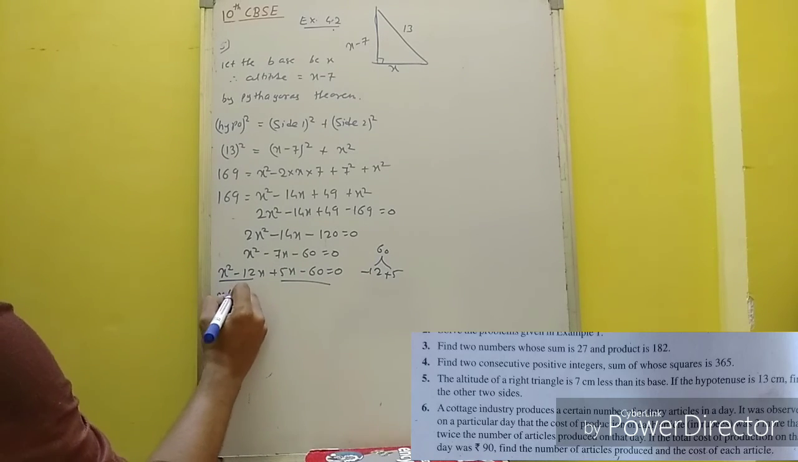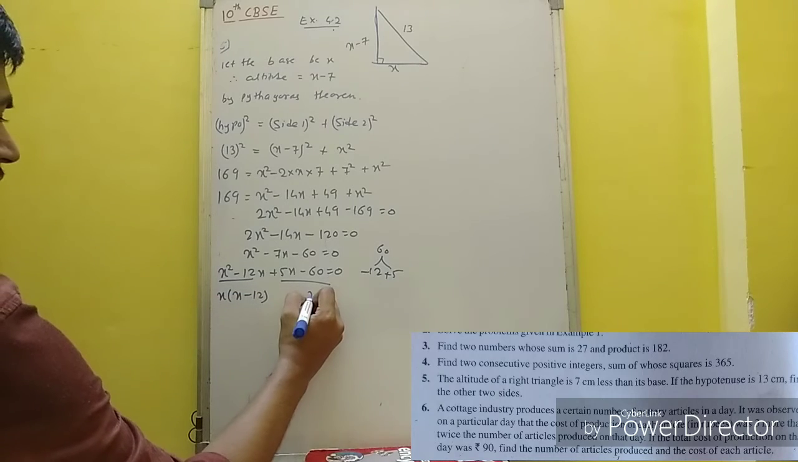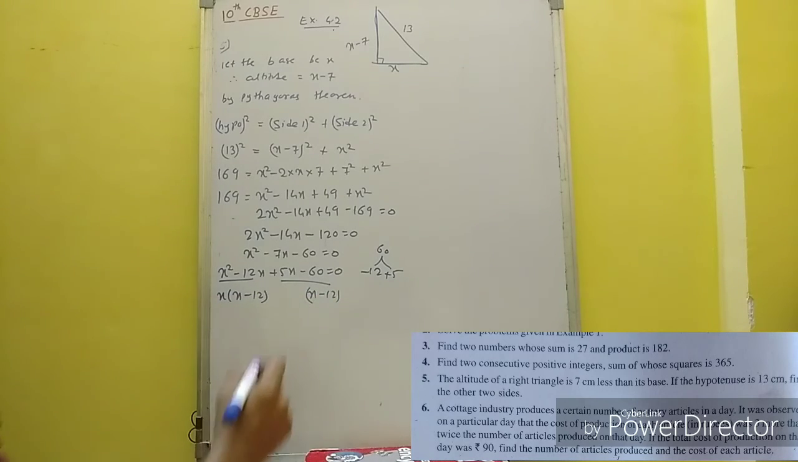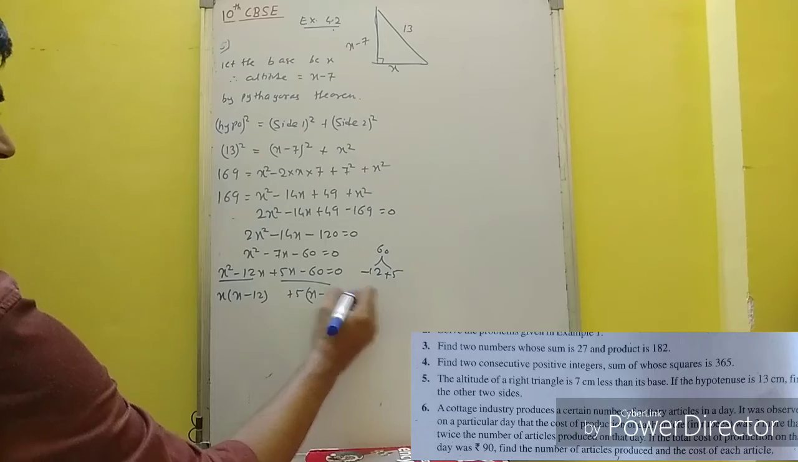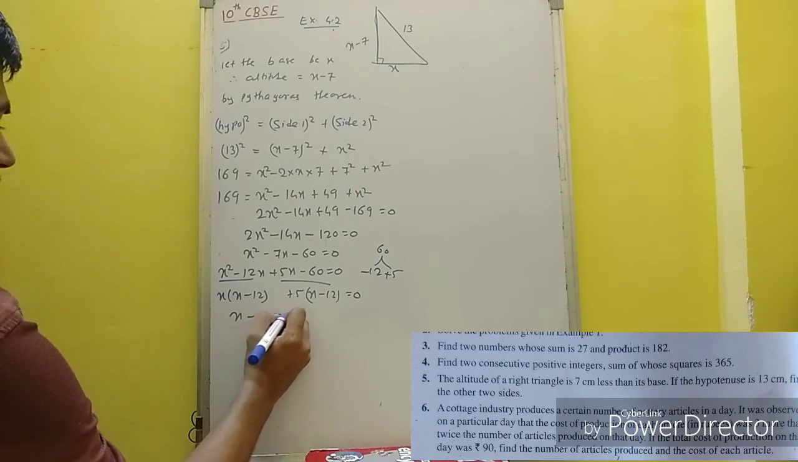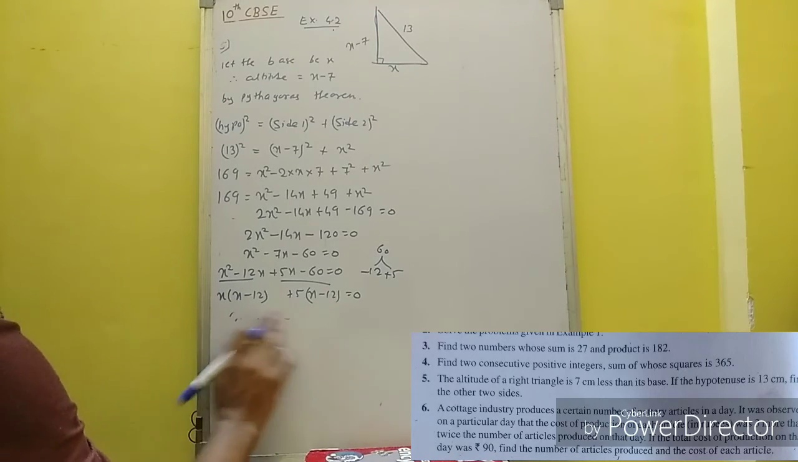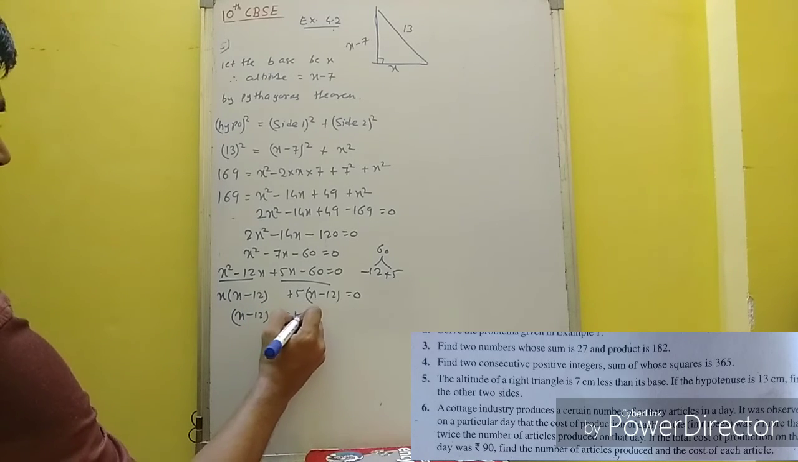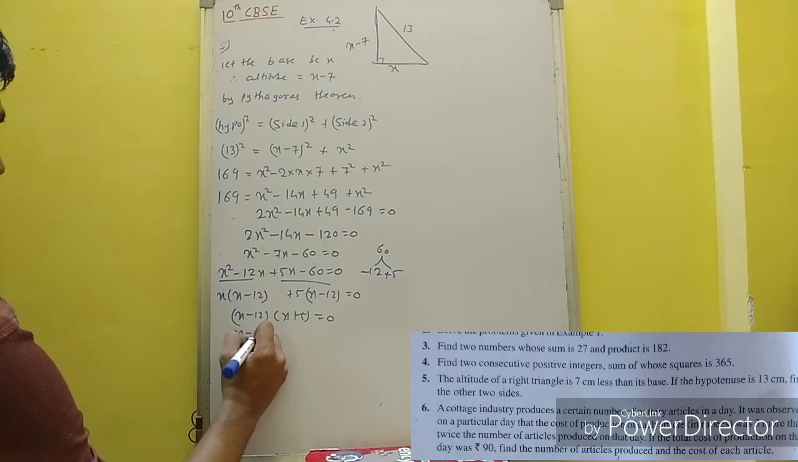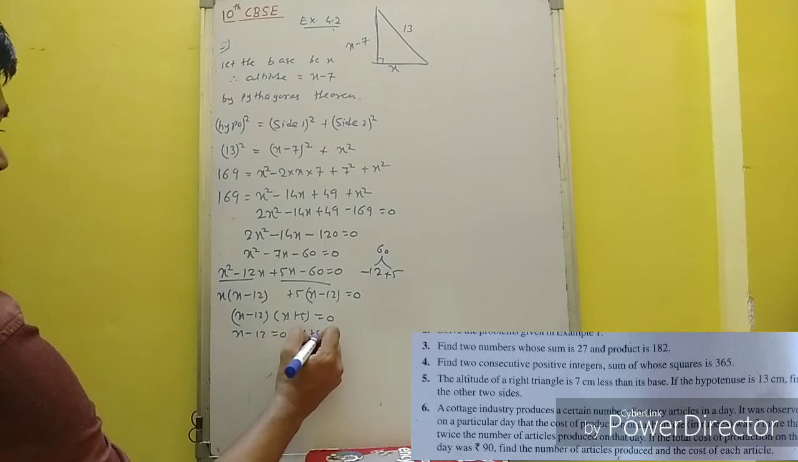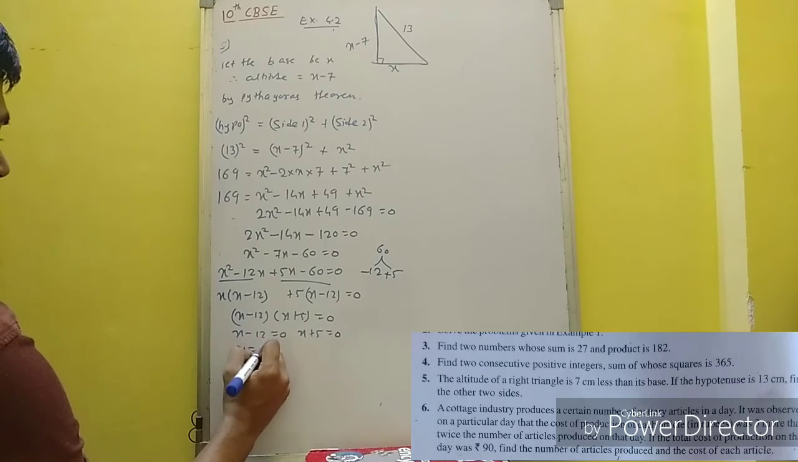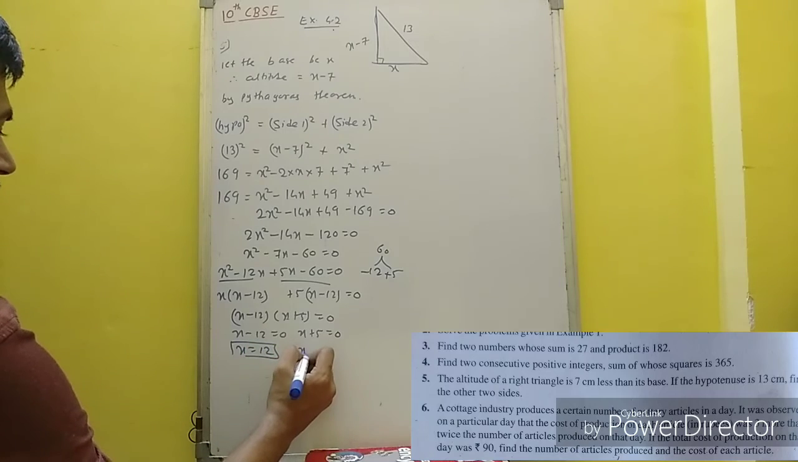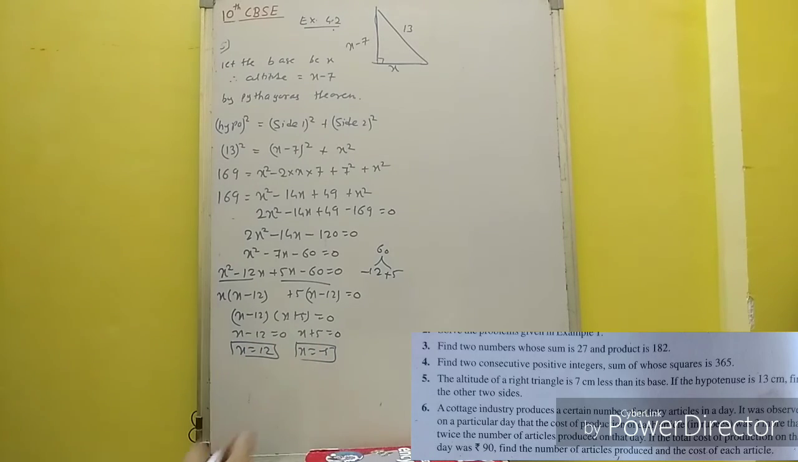So taking x common, I will have x minus 12. Here also x minus 12 will take plus 5 common. So x minus 12 is equal to 0. Write one more step. X minus 12 and x plus 5 is equal to 0. X minus 12 is equal to 0. X plus 5 is equal to 0. X is equal to 12 and x is equal to minus 5.